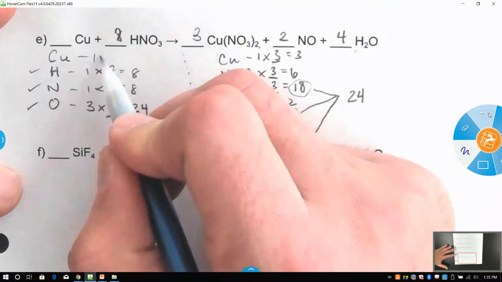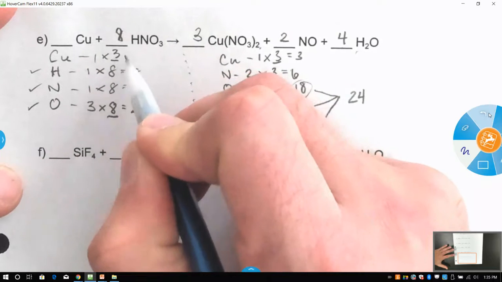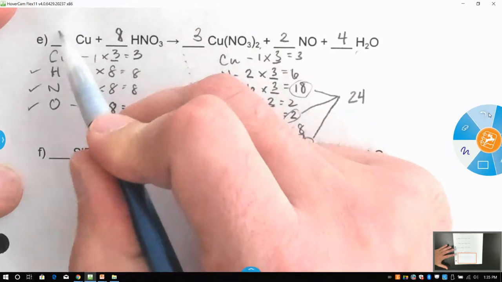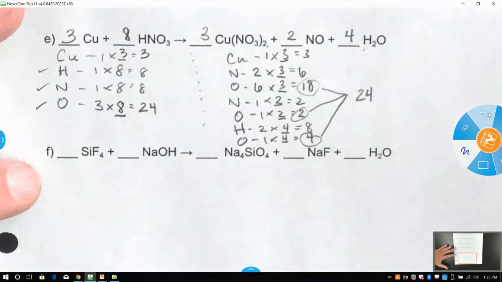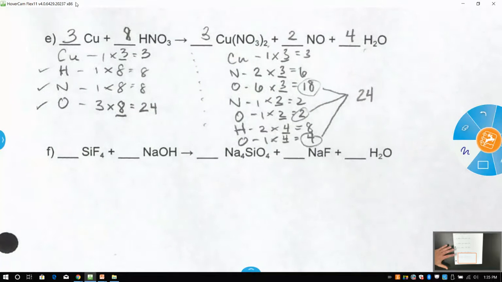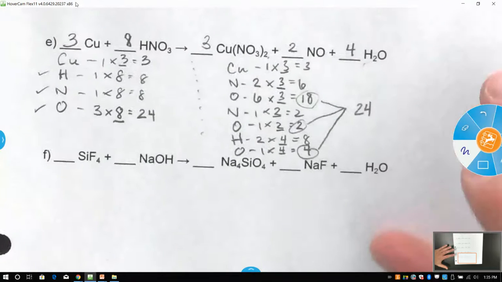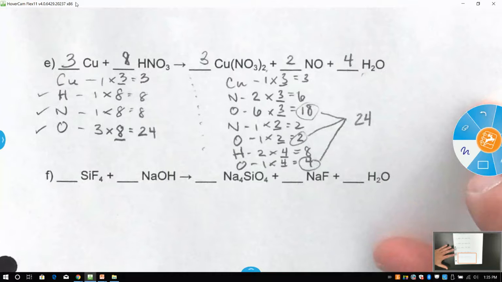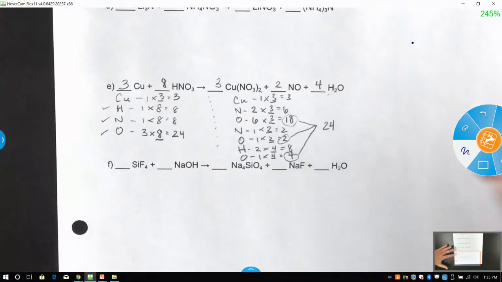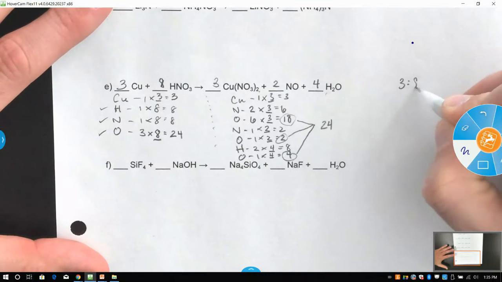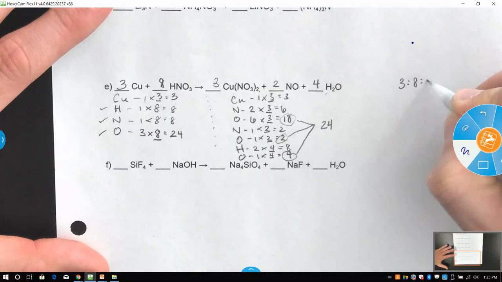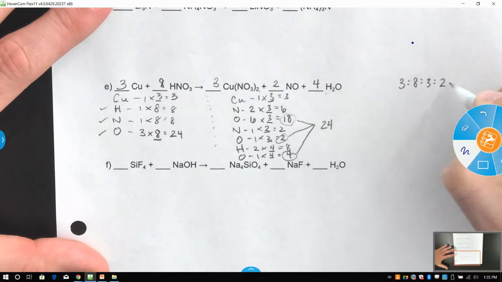Yeah, multiply this copper by 3. And then our mole ratio for this one we would write out like this, like I said, on the far right hand side. A 3, 8, 3, 2, 4.